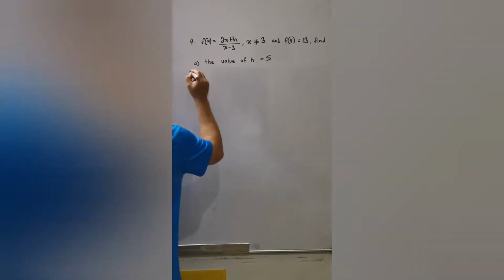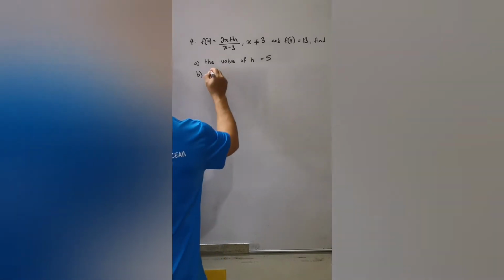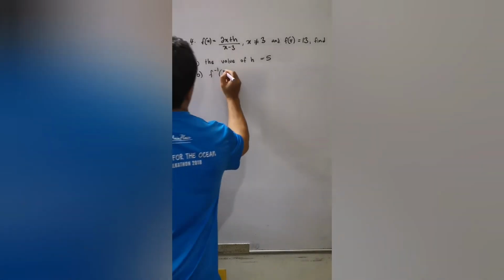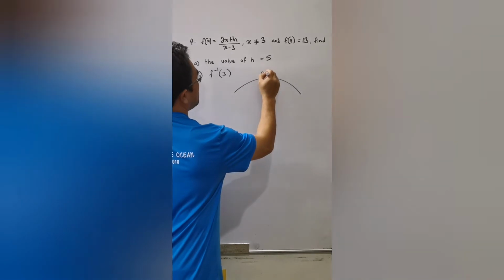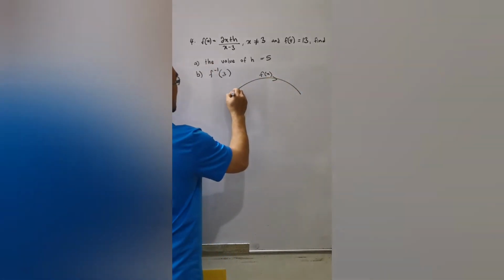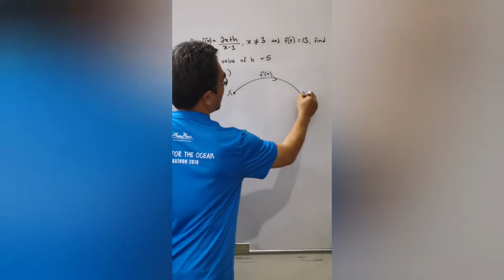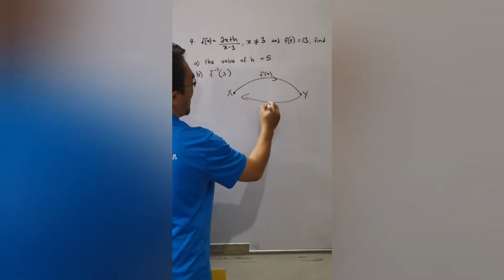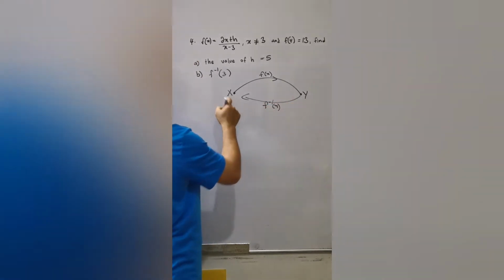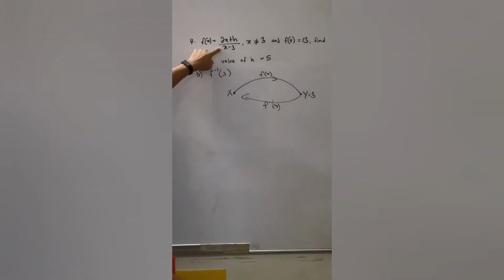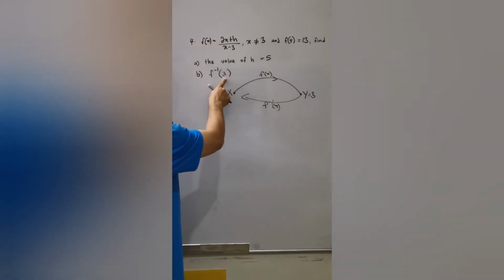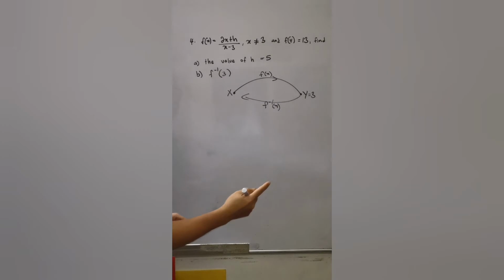Then B, f inverse of 3. Okay, there are two ways to do it. Under the function, this is object, this is image, x and y. Okay, so in this case, under inverse, y is object, x is image. So 3 is here. Because we are given 3 as the object for the inverse, at the same time it is also the image for the function. So we do not have to find the inverse function in case these are numbers.